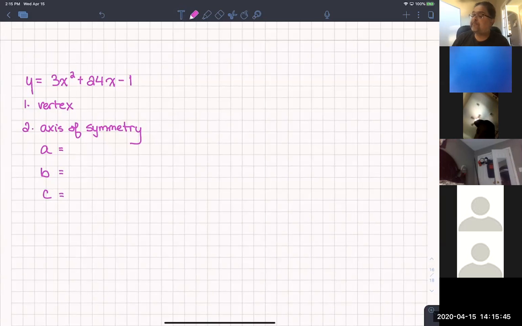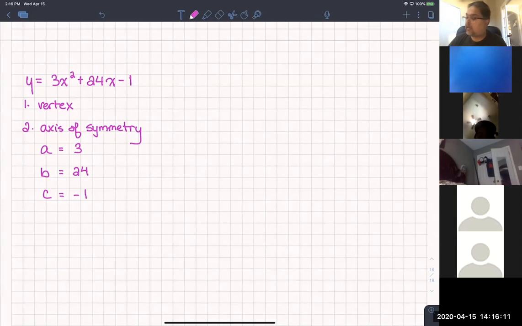A. This equation, what's my leading coefficient? 3. What's my linear coefficient? 24. Constant term? Negative 1. Okay. So that's the first thing you want to do.